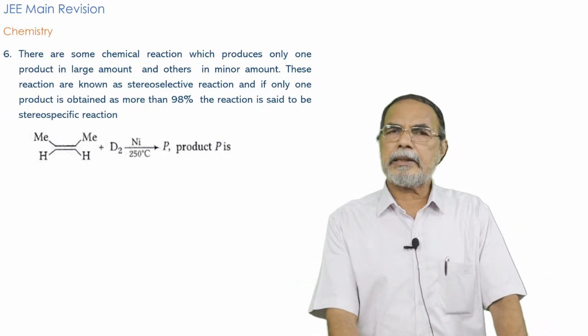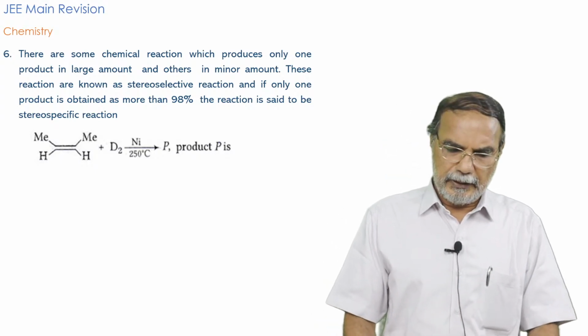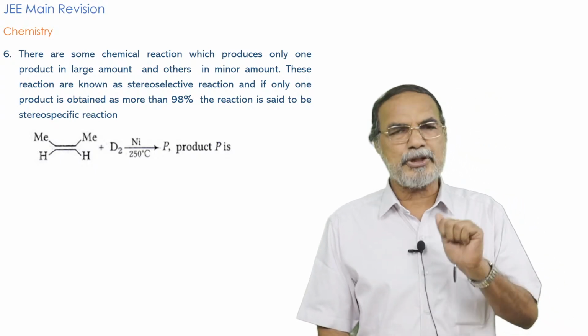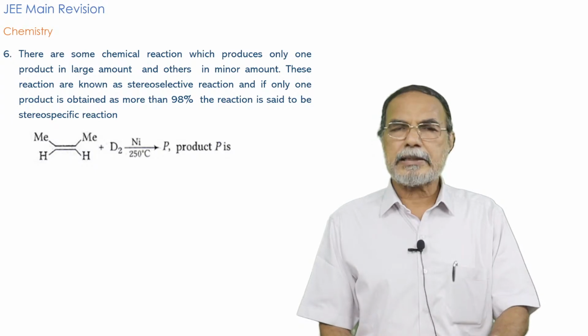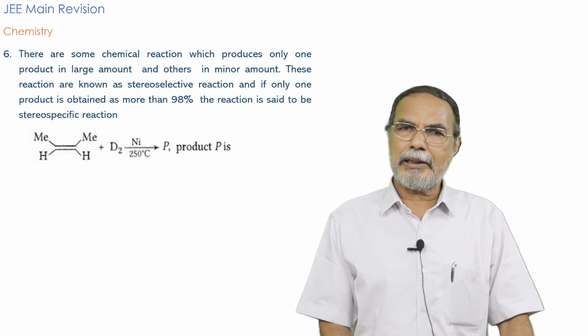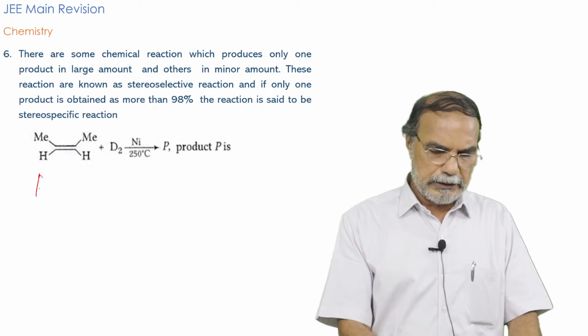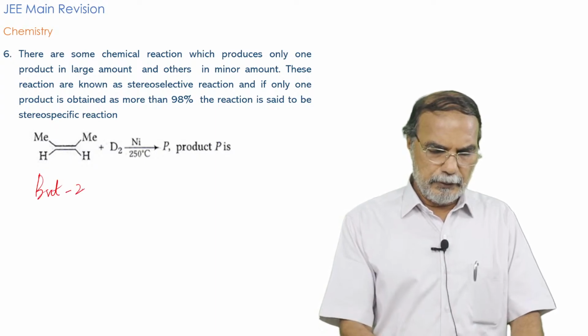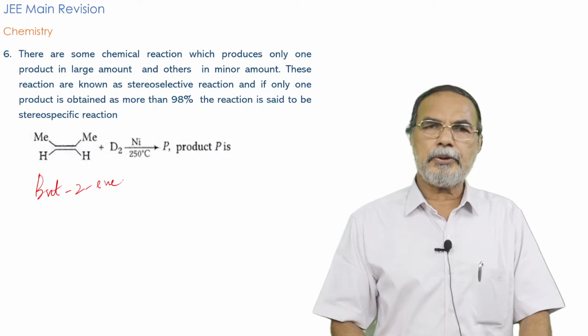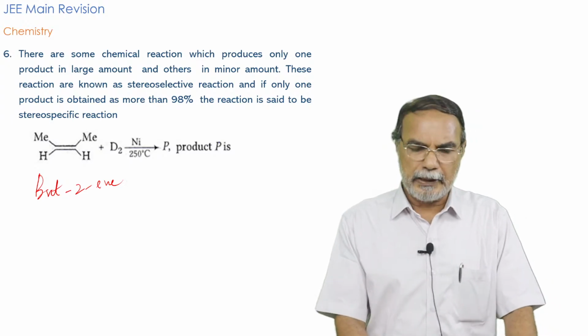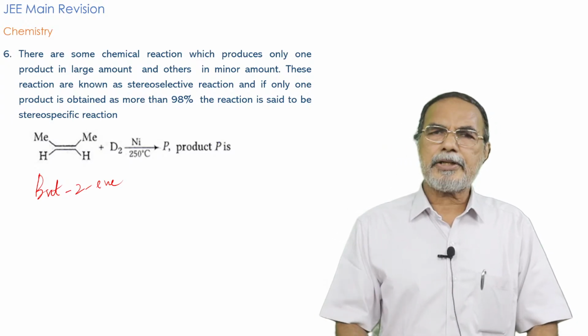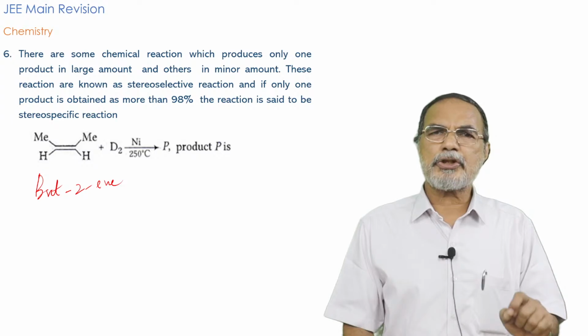And now a reaction is given here. And what is this reaction? What is the substrate? The substrate is an alkene. Which alkene? It is butene. This compound is butene. Okay? And what is the reaction? The reaction is a pretty simple reaction.